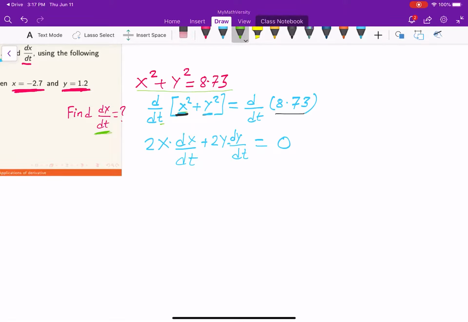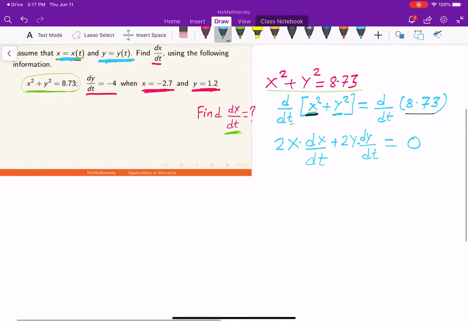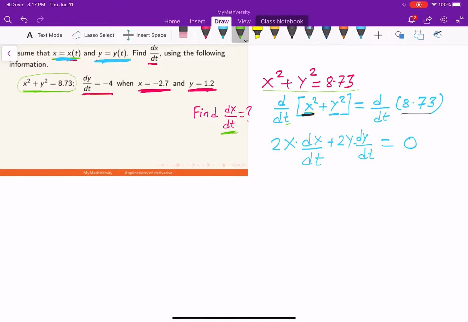So if that is the case, let's try to find the derivative of x with respect to t, which we needed to figure out. But we need to figure it out only when x equals -2.7 and y equals 1.2. Since we have the relationship between the rates of change here, why don't we just plug this information in? Okay, let's try to do that then. So 2 is a constant, write it down as it is. Now, x is given here.